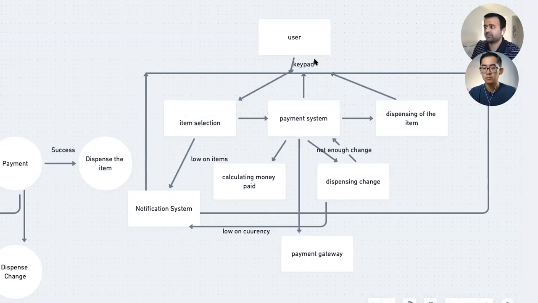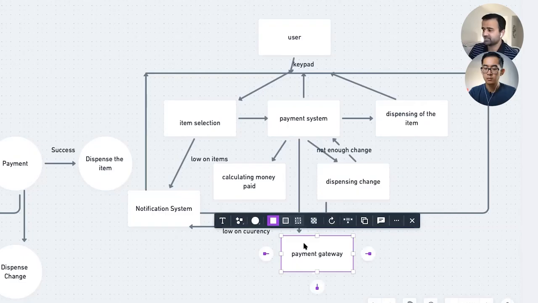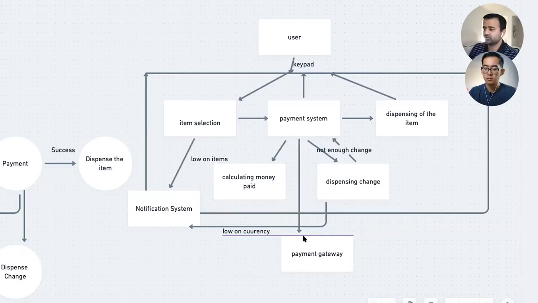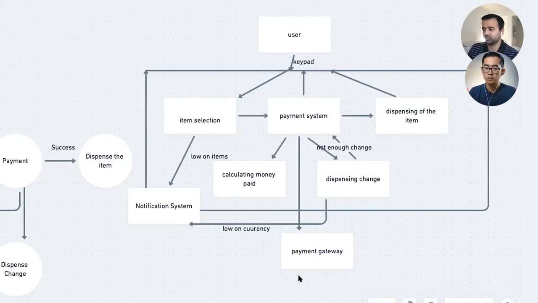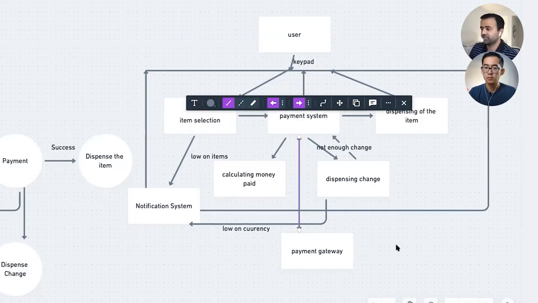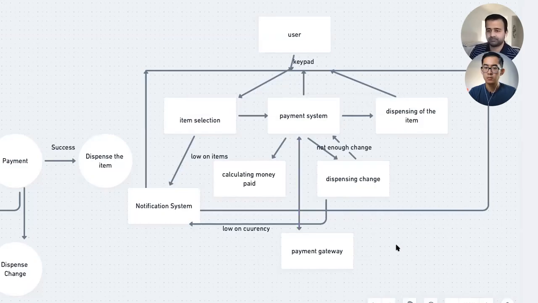So at your input end, you give the ability for the user to insert that transaction. The system reads that transaction, reads the credit card information, and the payment system then passes this to your payment gateway, which would then be able to make the payment go through. And the payment gateway would essentially respond back depending on whether the payment is successful or not.